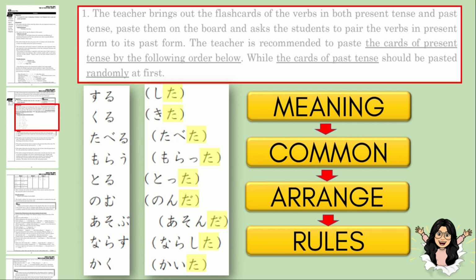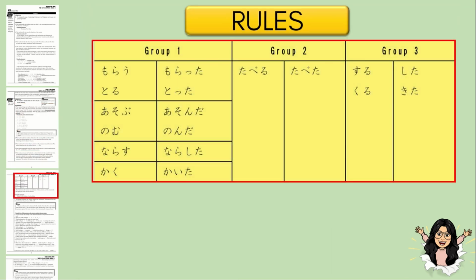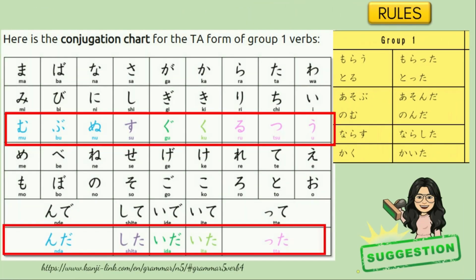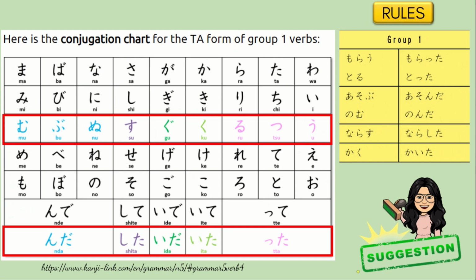We are going to allow students here to discuss and compare answers and even categorize the verbs into groups with their seatmates for around 3 to 5 minutes. And the teacher would show this table for the rules of group 1, 2, and 3. And we are going to confirm our students' answers. A tip, for group 1 verbs ending with u, a conjugation chart may be shown to the class for the ta form of group 1 verbs like this one.